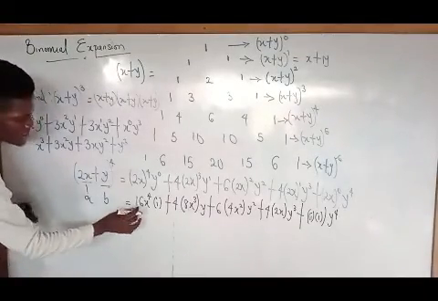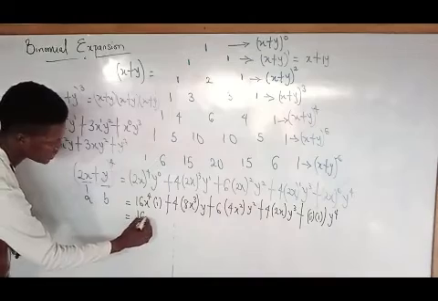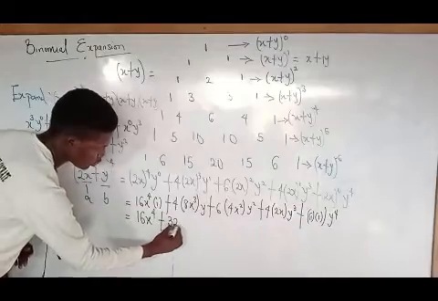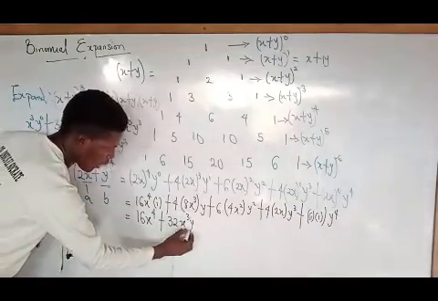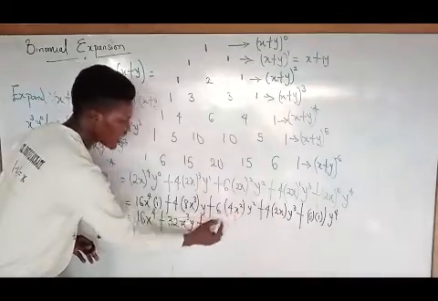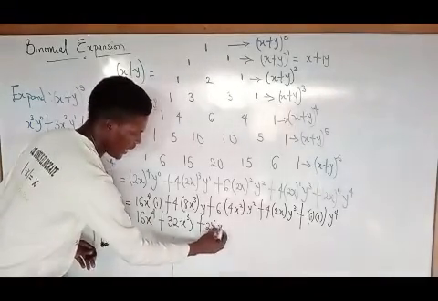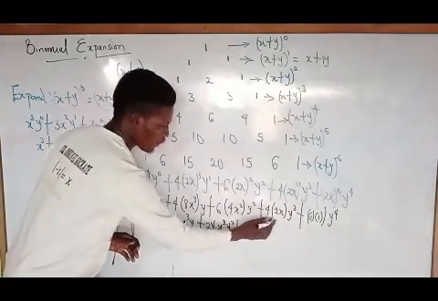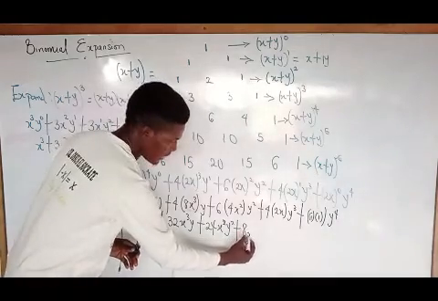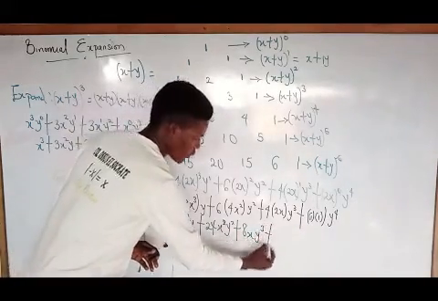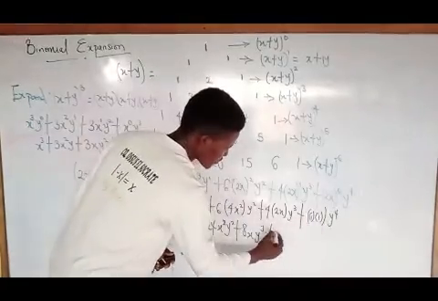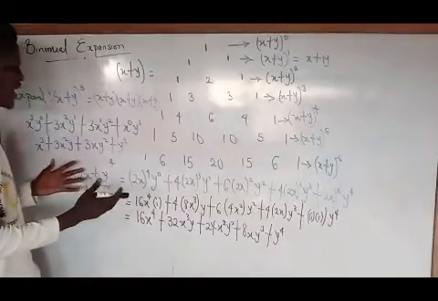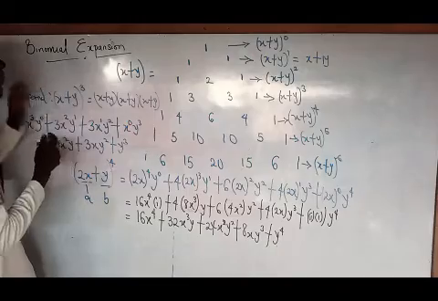So let's multiply now. 16 times x raised to power 4 will give us 16x raised to power 4. Plus 4 times 8 will give us 32, then x cubed y. Plus 6 times 4 will give me 24, then x squared y squared. Plus 4 times 2 will give me 8, then x y cubed. Plus 1 times 1 is 1, and 1 times y raised to power 4 will give me y raised to power 4. So this is the process you use when expanding using the Pascal triangle.